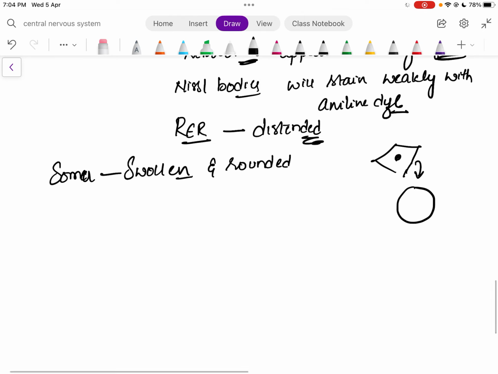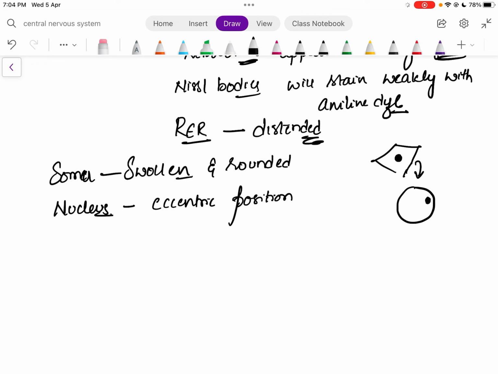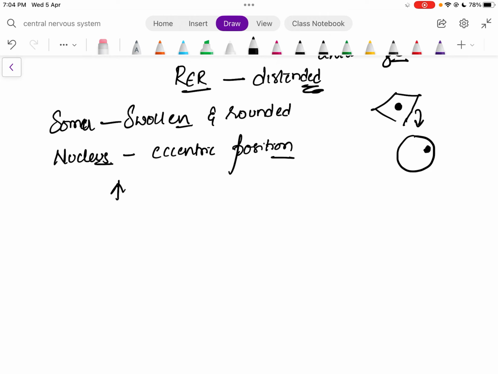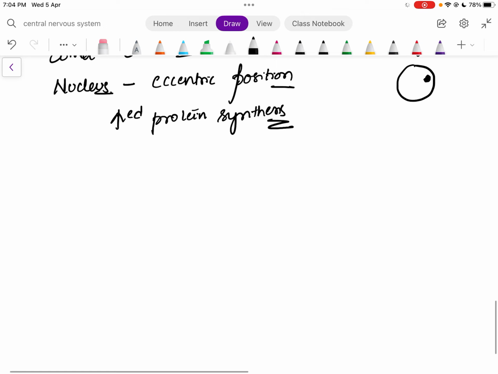And the nucleus, which is at the center position, will occupy an eccentric position. That is, instead of the center position, it will occupy a peripheral position. That is called an eccentric position. And there will be increased protein synthesis.